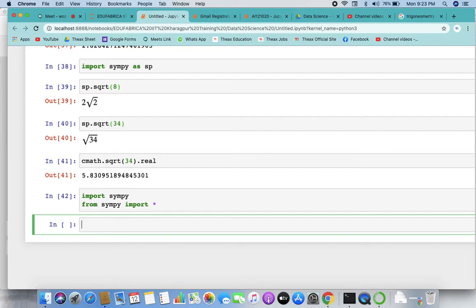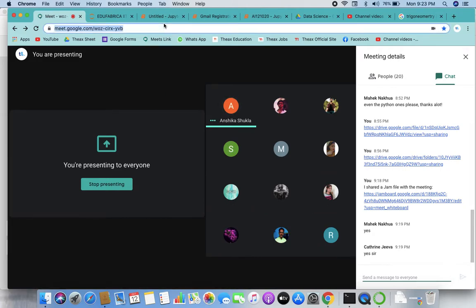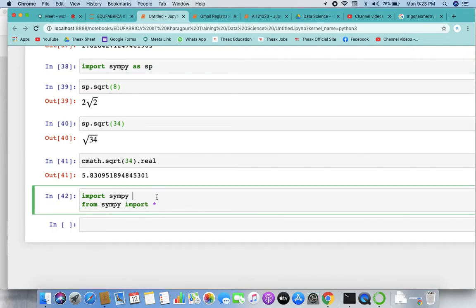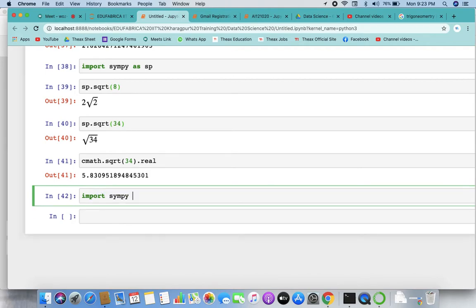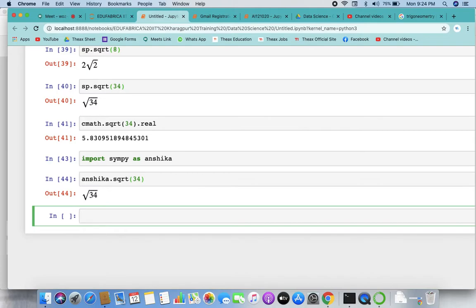Sir, is this a variable name, sp? Yeah, that can be anything, like, what's your name? Anshika. Yes. So let's say import sympy as Anshika, and now I write Anshika dot sqrt of 34. See the results? That does not make any difference; it is just what you write for your convenience.